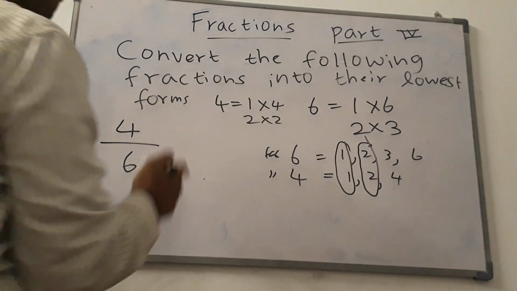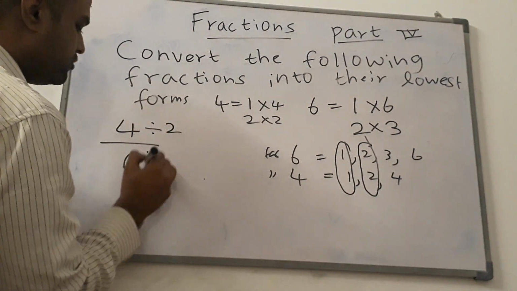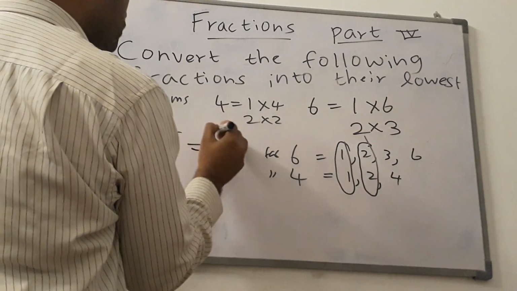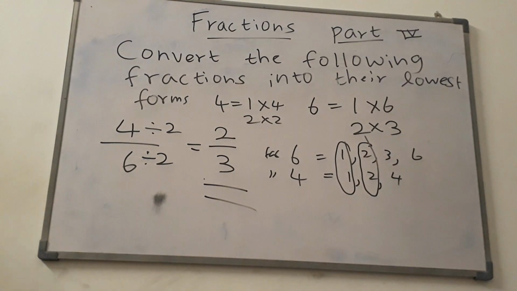Now what we have to do is divide both 4 and 6 by 2, both numerator and denominator by 2. So it will be 2 times 2, 2 times 3 is 6. So 2 over 3 is the answer here. More sums.